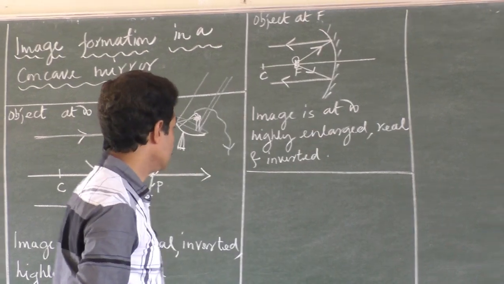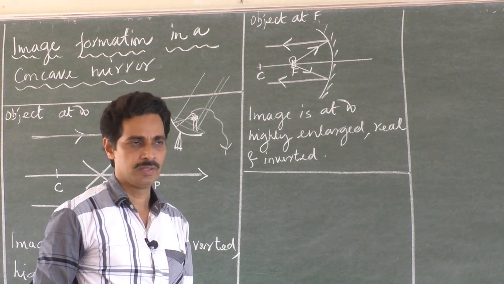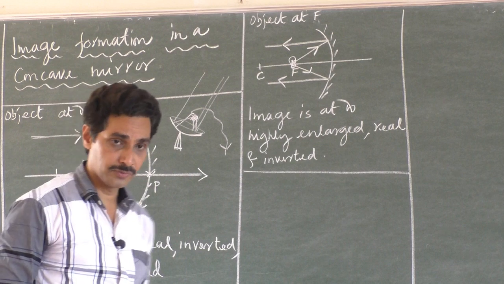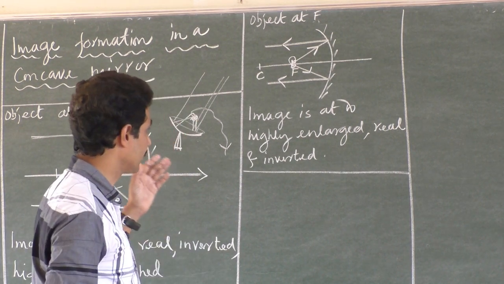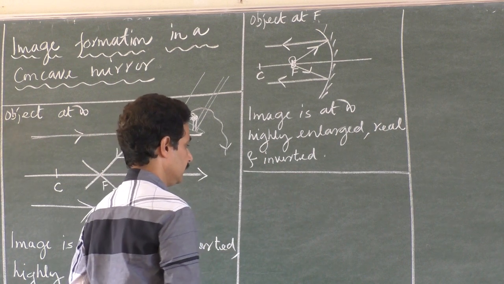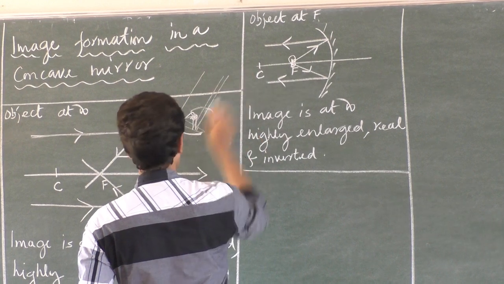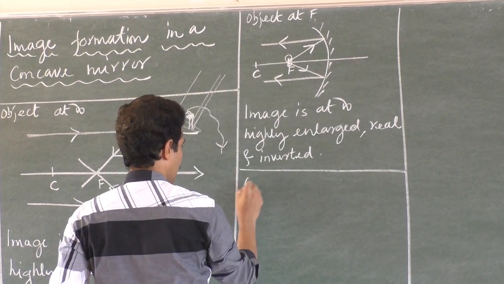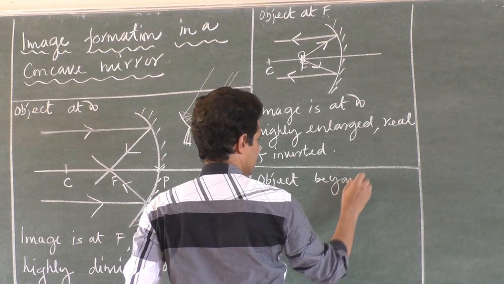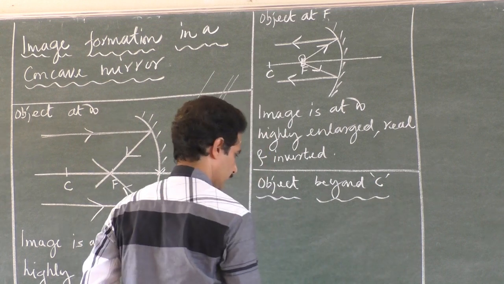Now, you understand it better by remembering the applications. Object at infinity, this antenna dish; object at focus, image at infinity, the rays becoming parallel, that is a headlight reflector. Okay, now the third one we will see. Object not at infinity, we will bring it a little bit closer, that is beyond C. So let us keep an object beyond the center of curvature.